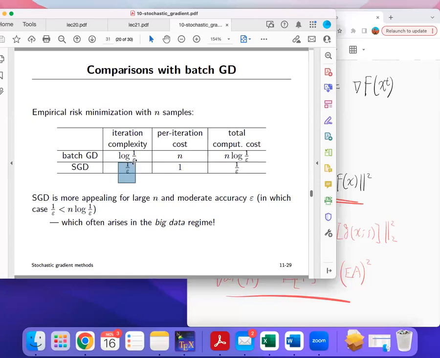So the complexity is much higher for SGD, but the benefit is that the per iteration cost is a constant. In the simplest case, in every iteration you simply randomly sample one data sample from the data set or from the underlying distribution and compute the gradient with regard to only this data sample. So the per iteration cost is a constant, it's 1. Therefore, the total computation cost is about 1/epsilon.